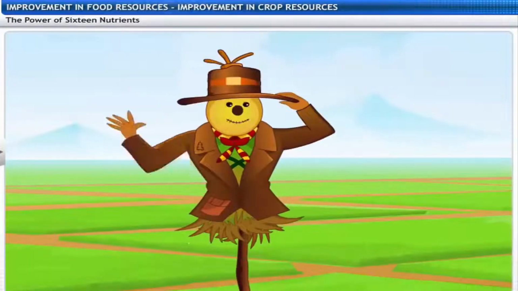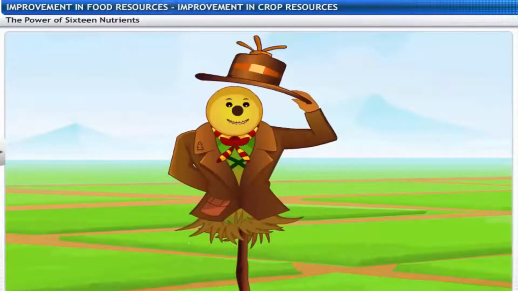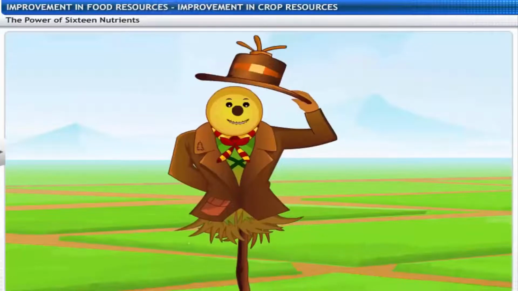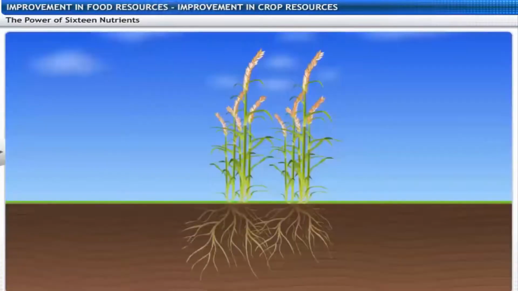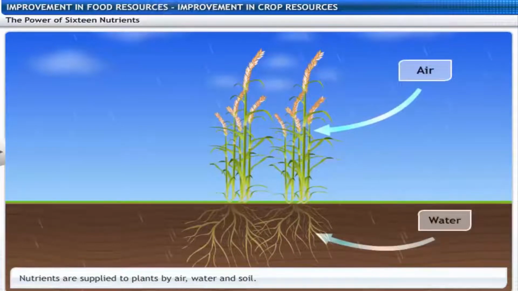Okay, now I understand why the farmer keeps saying that plants need nutrients for growth just like we need food for our growth. Well, it's different that I don't get much of a chance to grow. There are 16 nutrients that are essential for plants. Nutrients are supplied to plants by air, water, and soil.